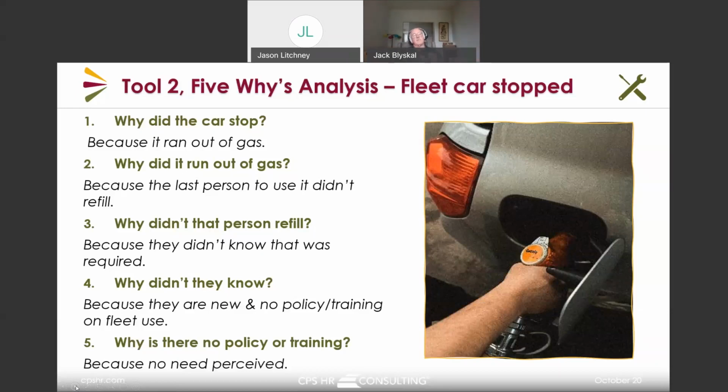So this is a concept of the 5 whys analysis to help you get to a root cause. And the root cause is we need to understand that we need to have policy and training on many areas, even ones we don't think should be necessary.